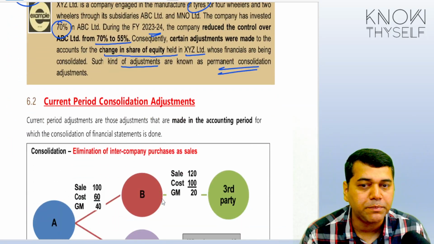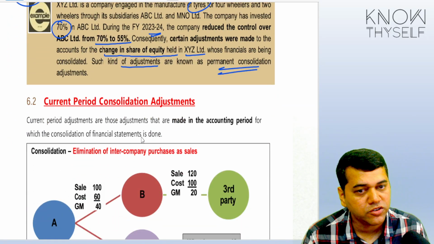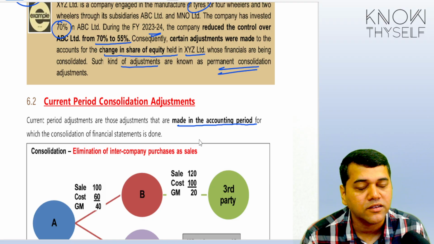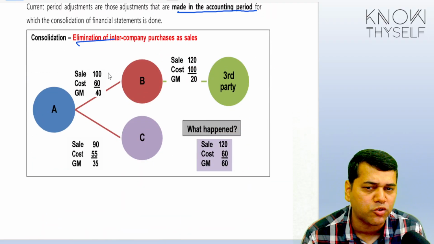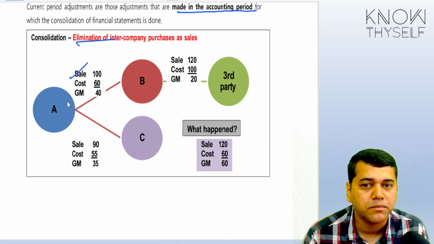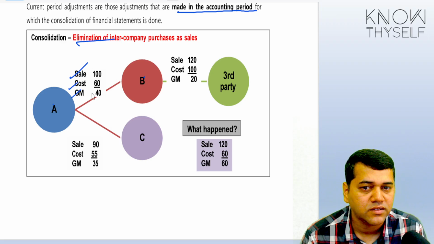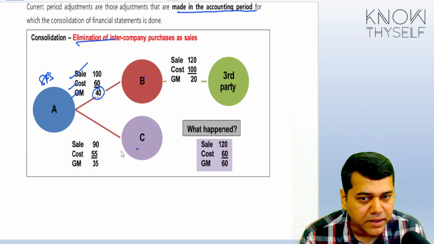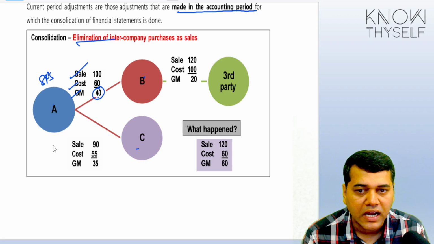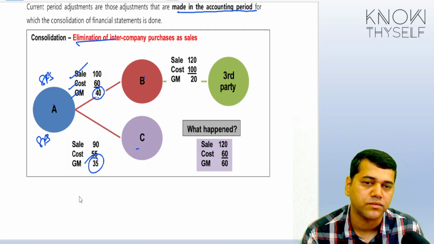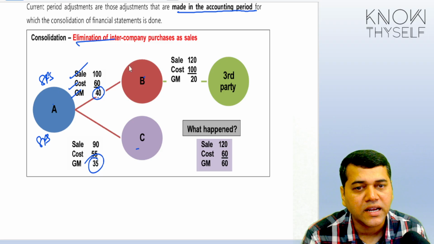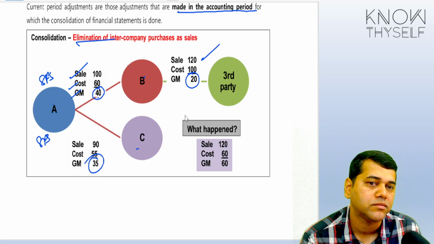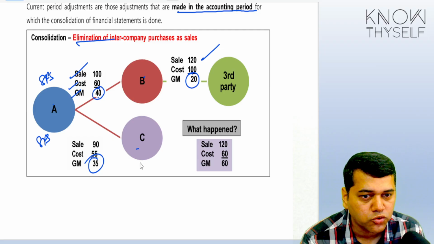Now, what are your current period adjustments and what are your special considerations? Now, current period adjustments are made in the accounting period, like your subsequent profits, intercompany eliminations. They told you, see, sale is 100 by parent to B, cost is 60, gross profit they earned. So SFS shows the profit of 40. Similarly, they made similar sales to another subsidiary C, and SFS shows the profit of 35. Now, entire 100 was sold at 120 to the third party, and they made a gross profit of 20. And this was not sold.